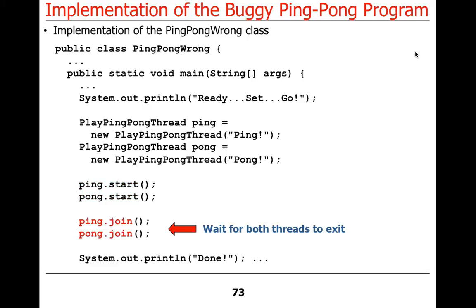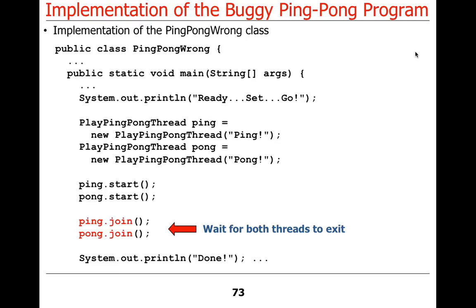Does anybody know what join does? Hopefully it's clear from the example. What would you think join would do? Well, let me rephrase that. If we didn't put a join here, what would happen? What would happen would be we'd start those two threads, and then the main thread would just exit. Which, by the way, isn't the end of the world. That's not really a problem in this case.